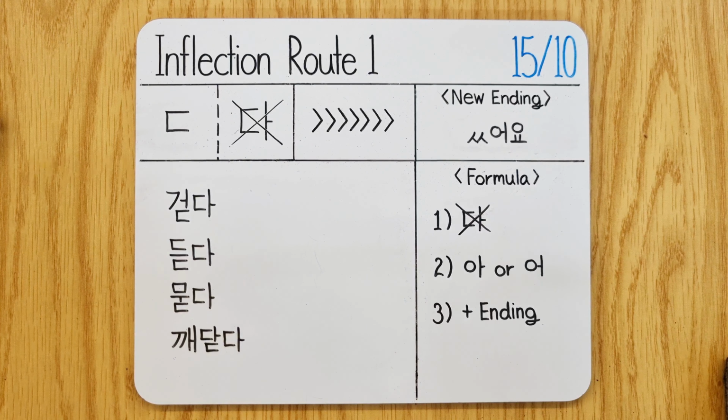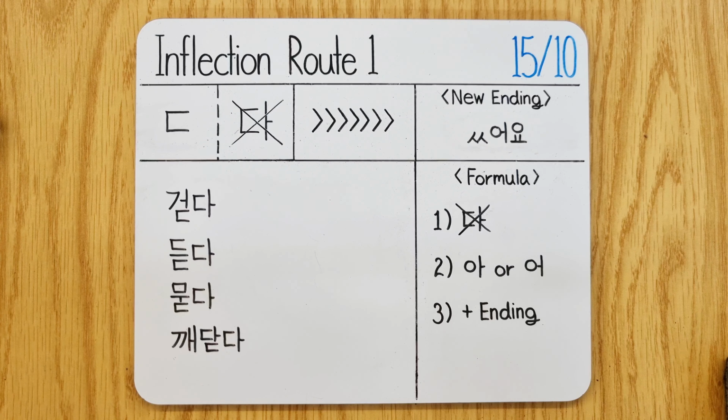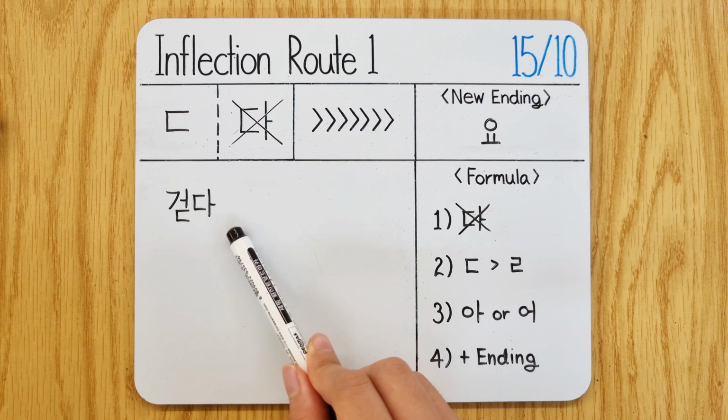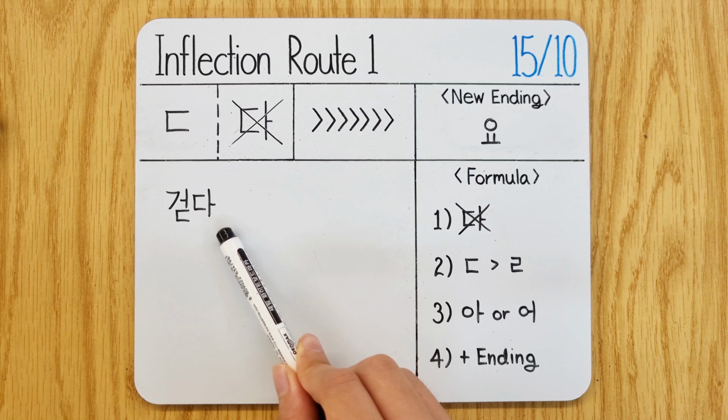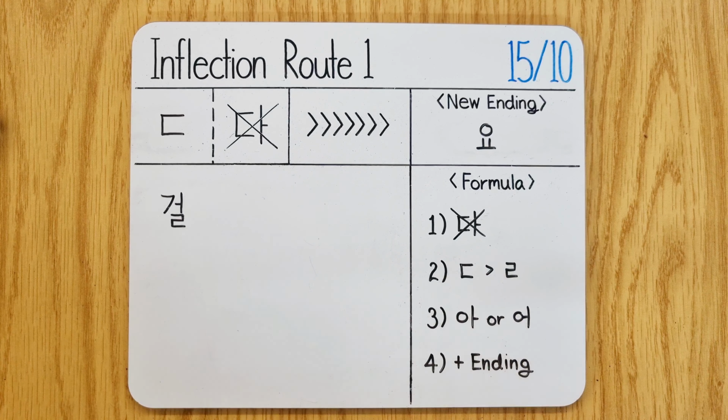Now, let's take one of the 4 exceptions and take a look into how they will be inflected through a different inflecting formula. Let's take walk, which is one of the 4 exceptions. The 4 exceptions follow the 4-step formula that you are looking at right now. Step number 1, remove ta. Number 2, change the D into an R. And then number 3, place the irregular middle section, a or all.